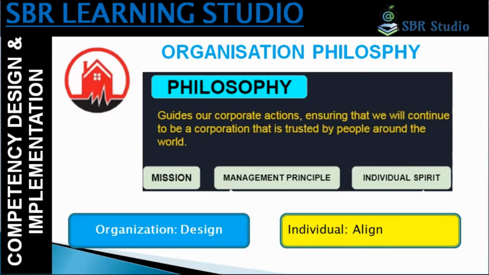The next one is the management principle: how you are managing. There are different types you can identify in your organization. For example, you may have customer first, quality first, or an approach of people first, and then how you deal with your people.